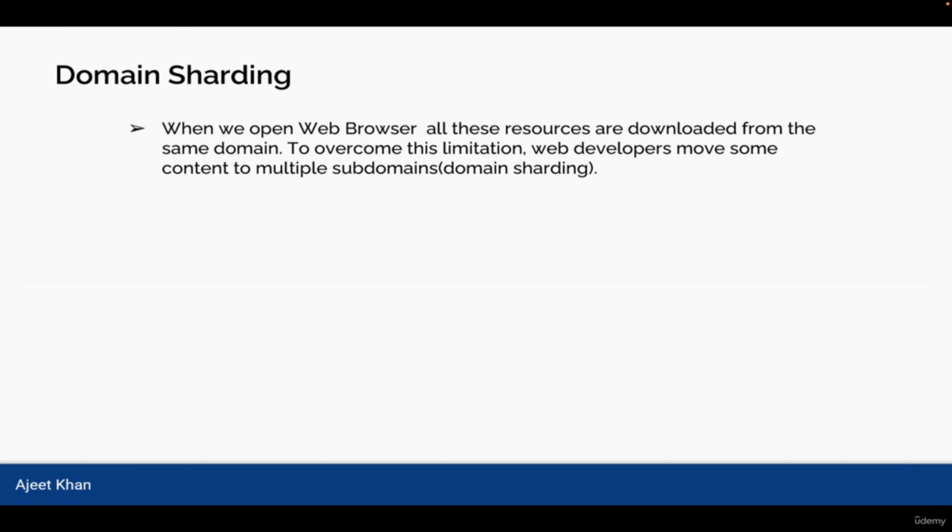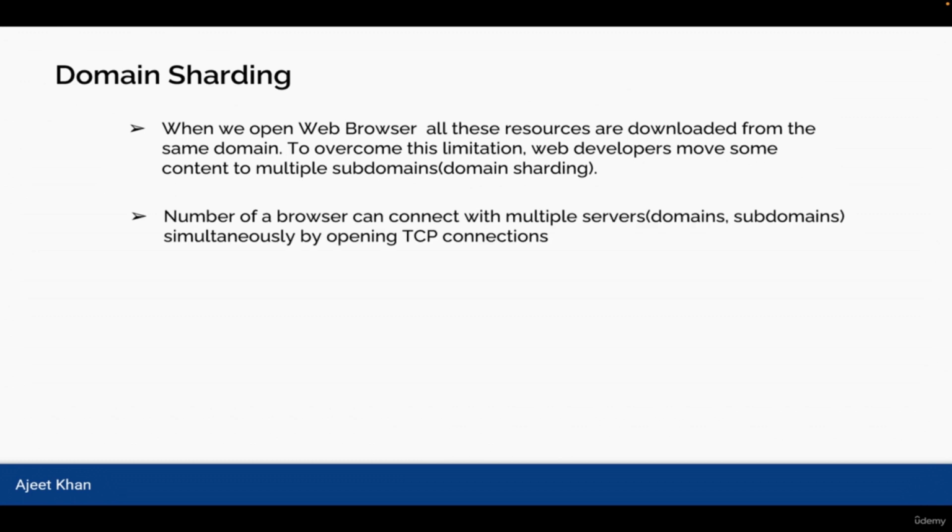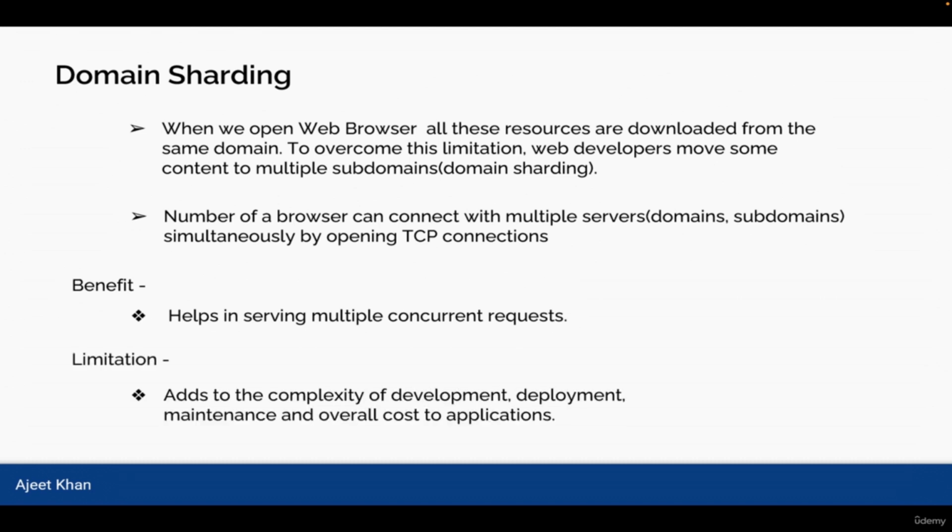To overcome this limitation, web developers move some content to multiple subdomains. This is known as domain sharding. So the resources can be distributed to multiple subdomains. Browsers can connect with multiple servers, domains or subdomains simultaneously by opening TCP connections. The benefit of this is it helps in serving multiple concurrent requests, but the limitation here is it adds to the complexity of development, deployment, and maintenance, and overall cost to the application.